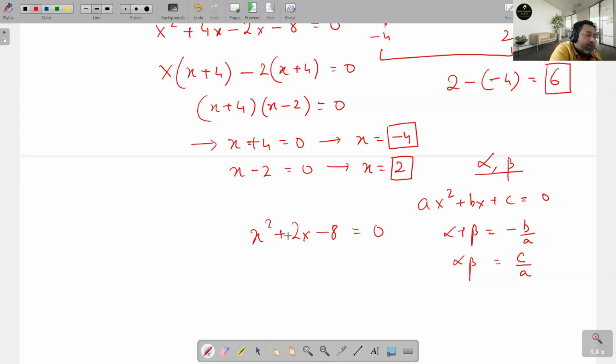Okay, so minus b upon a, if you take over here, b is 2, therefore minus b is minus 2 by 1. So this one is equal to minus 2. And in this equation, c upon a will be minus 8 by 1, which is minus 8.